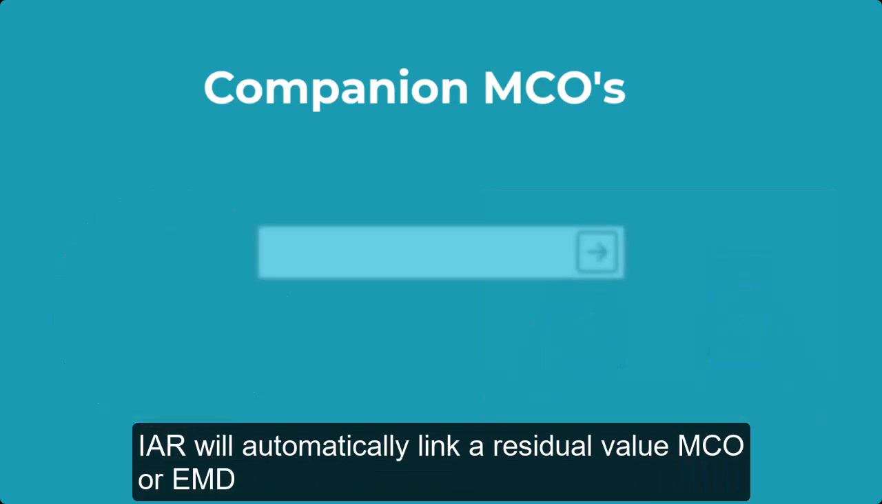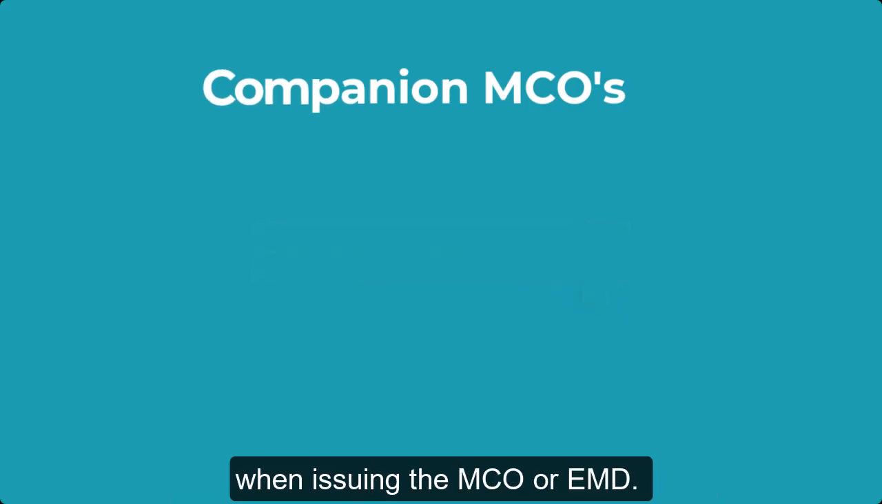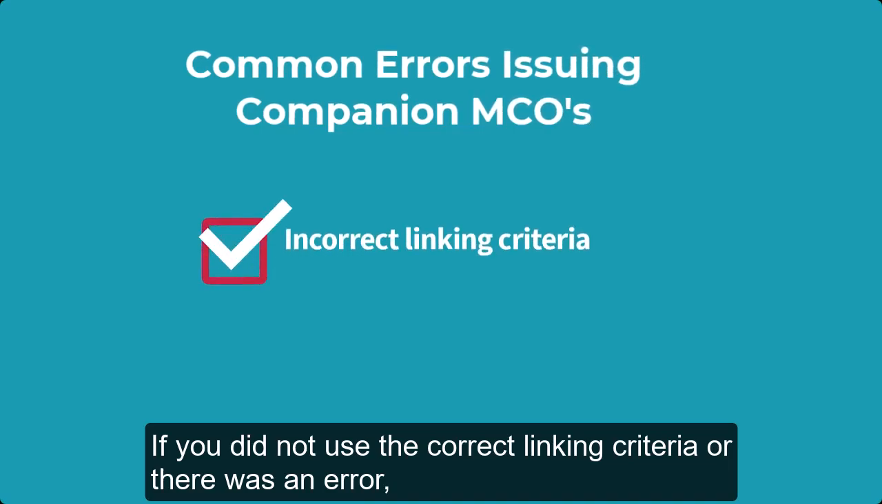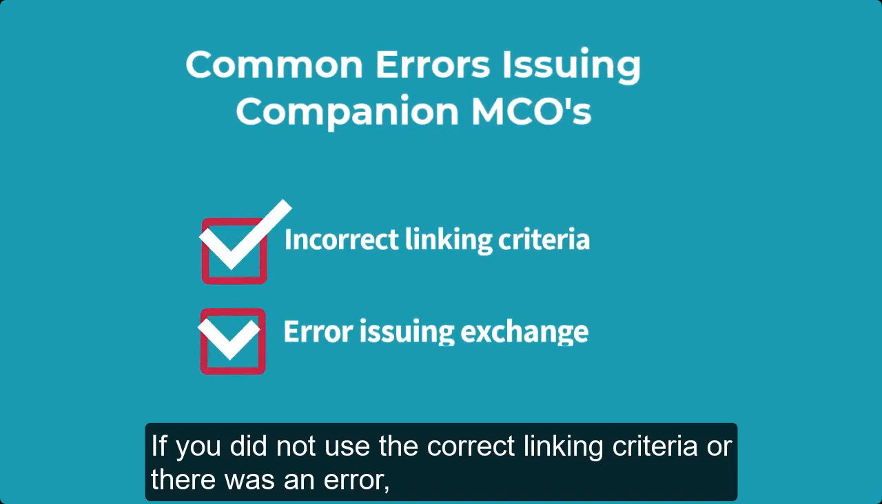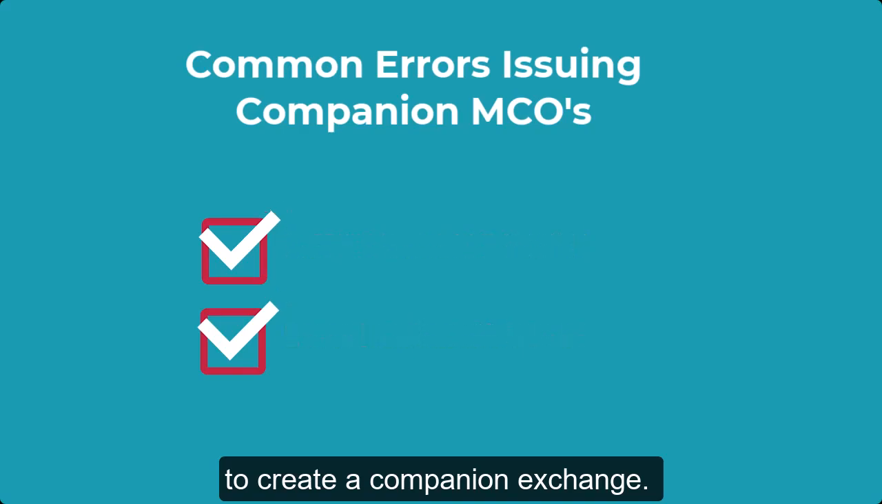IAR will automatically link a residual value MCO or EMD into its associated exchange if you use the correct linking criteria when issuing the MCO or EMD. If you did not use the correct linking criteria, or there was an error, you can still easily link the residual value document to the exchange to create a companion exchange.